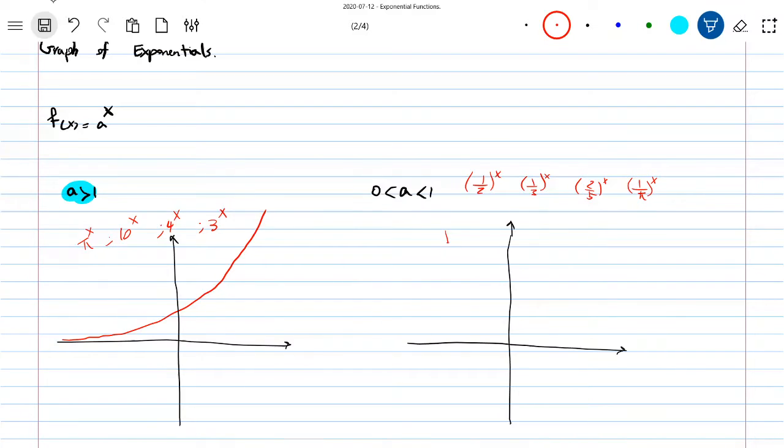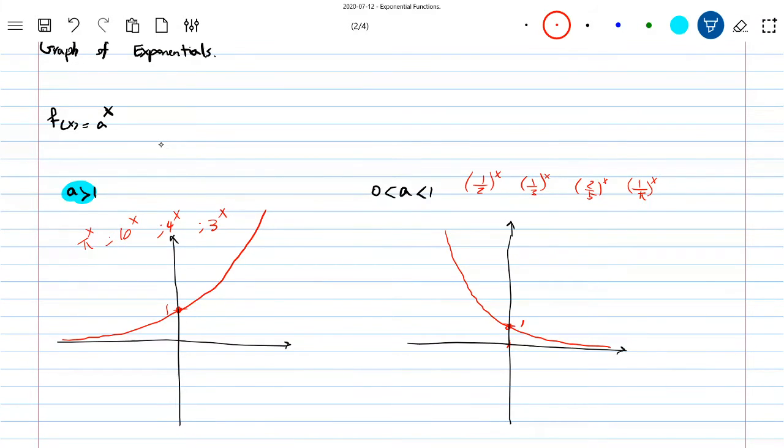What is the shape? It's a decreasing function. And this is how it looks. You still have the horizontal asymptote at y equal to 0, the x-axis. So the general shape of these exponential functions is very easy to see. You just need to figure out a couple of points. The y-intercept in both cases is always 1, because any number to the power 0 is 1. 1/2 to the power 0 is 1. 1/3 to the power 0 is 1. It means if you pick x equal to 0, what you get for the y value is always 1.